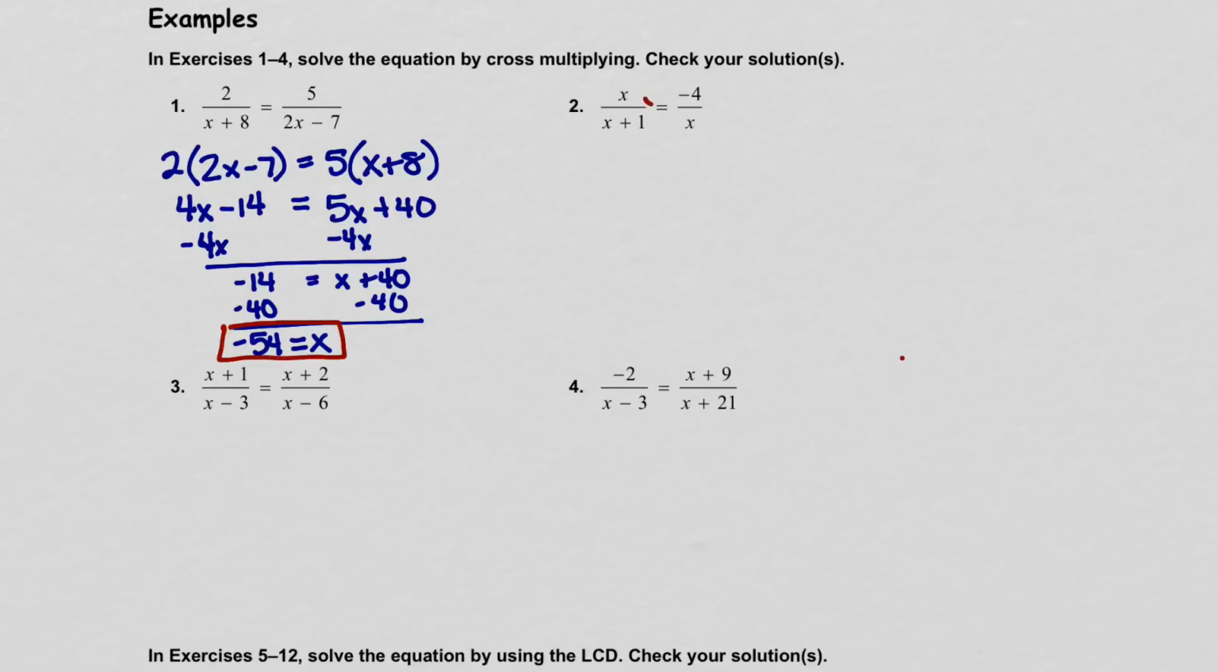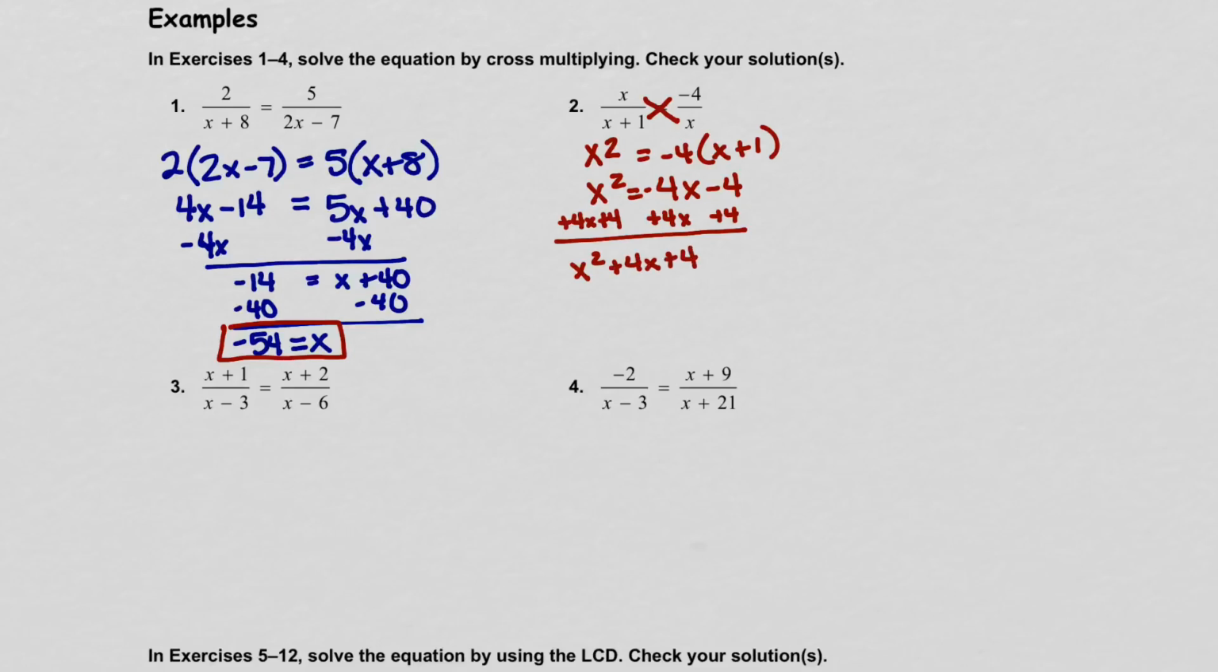Okay, so number 2, I take x times x, I get x squared, equals negative 4 times x plus 1. So I need to distribute on that side, and I get negative 4x minus 4, because negative 4 times positive 1 is negative. Then I need to solve for x. I have an x squared, so we have a quadratic. I'm going to get everything to the side with the x, so I add 4x to both sides and add 4. So I get x squared plus 4x plus 4 equals 0.